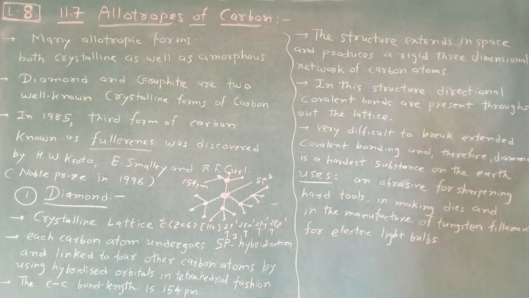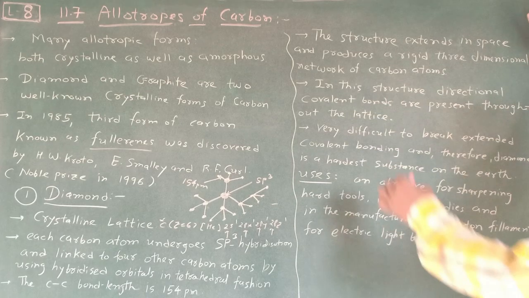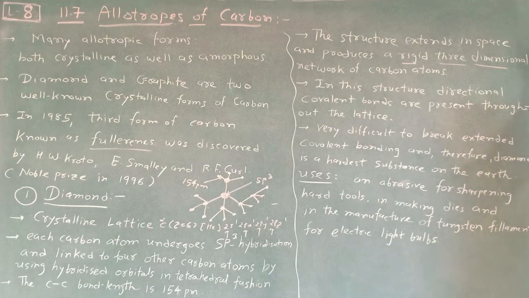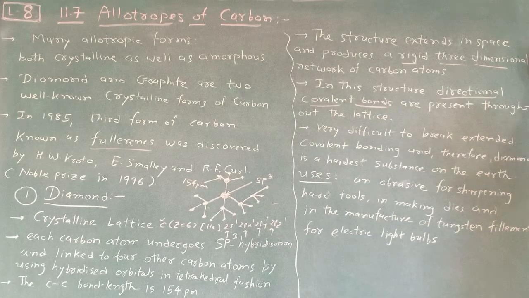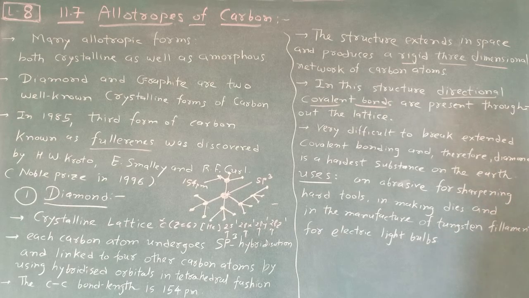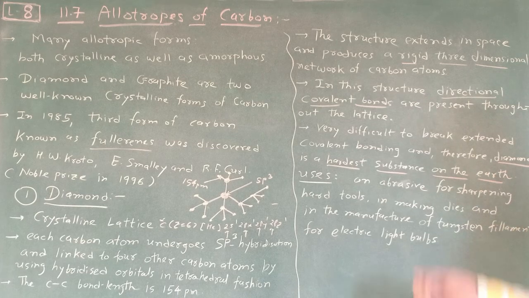Another, the structure extends in space and produces a rigid 3-dimensional network of carbon atoms. Rigid, you see, this word is very important. In this structure, directional covalent bonds are present throughout the lattice. It is very difficult to break the extended covalent bonding, and therefore diamond is the hardest substance on the earth. Very difficult to break because a strong bond is there.